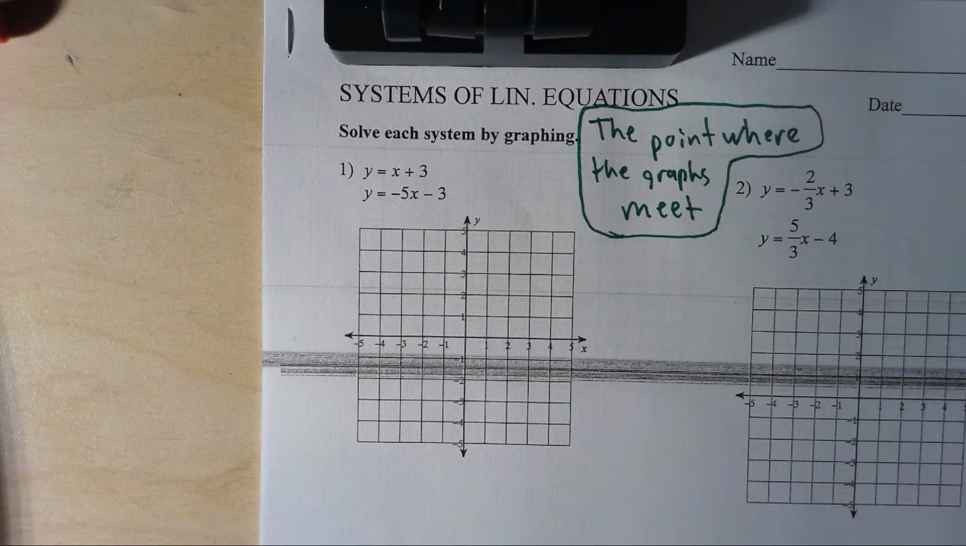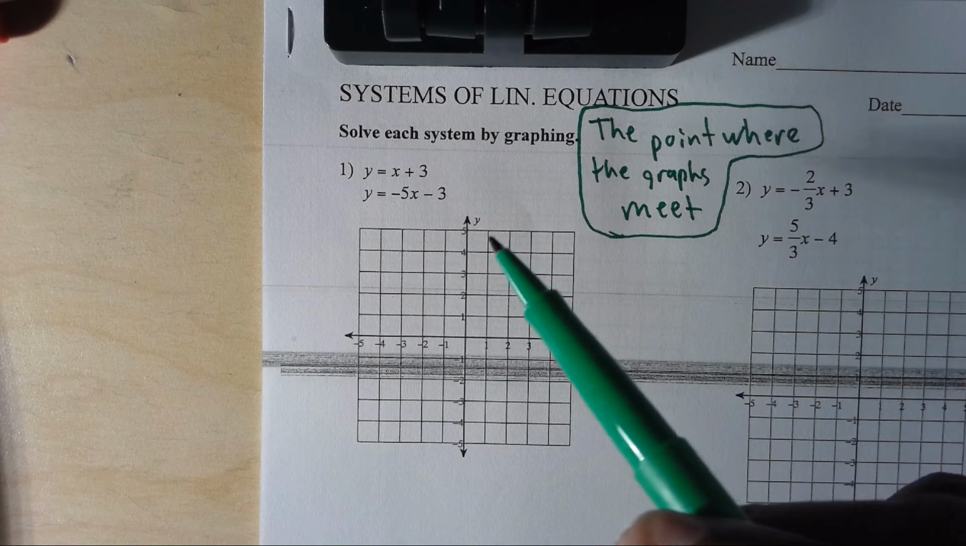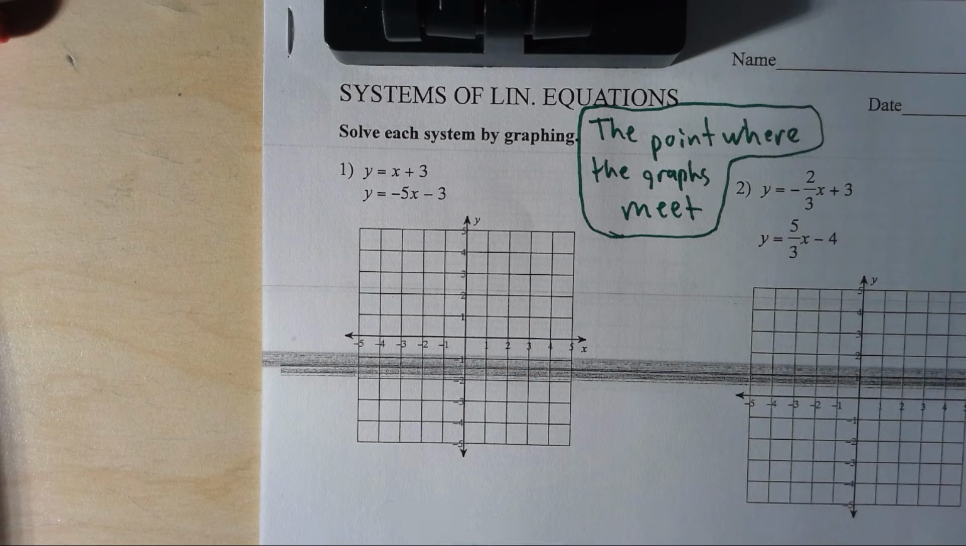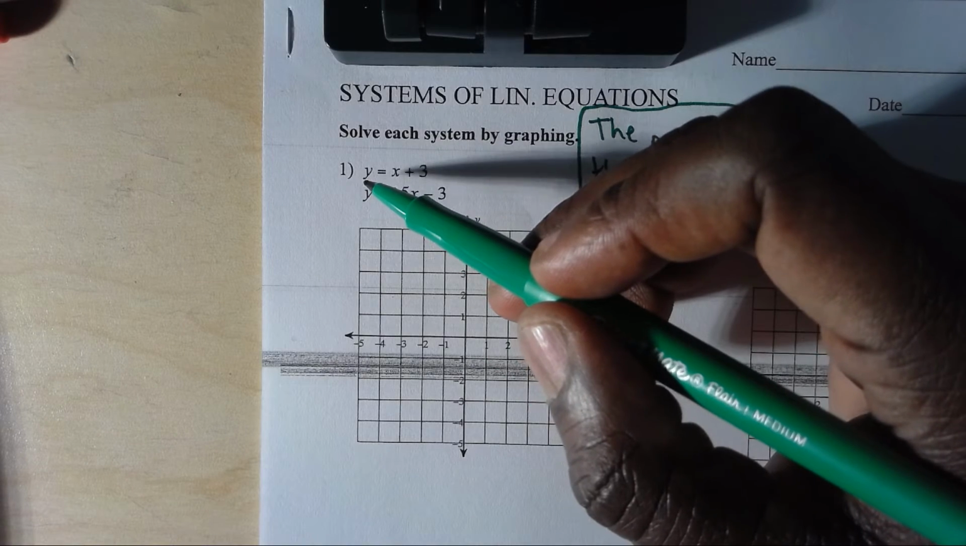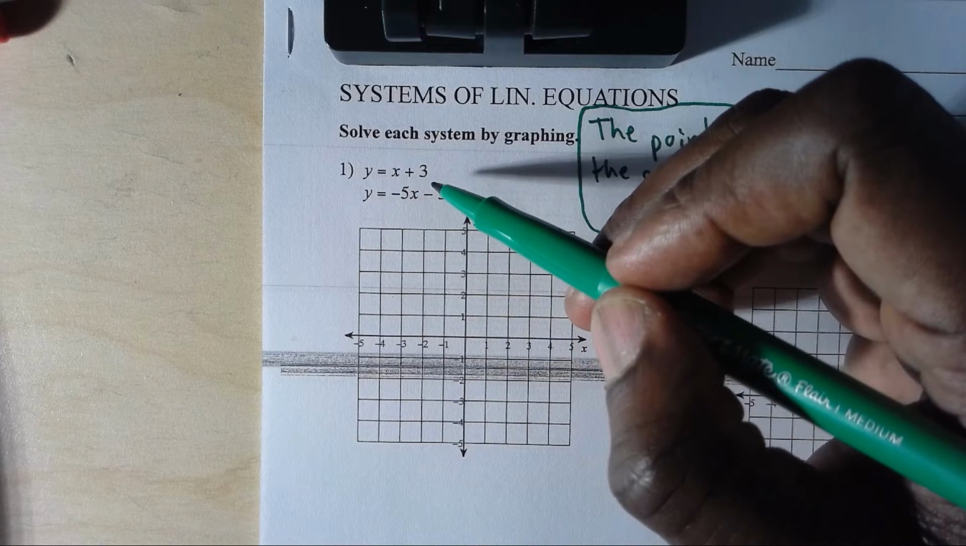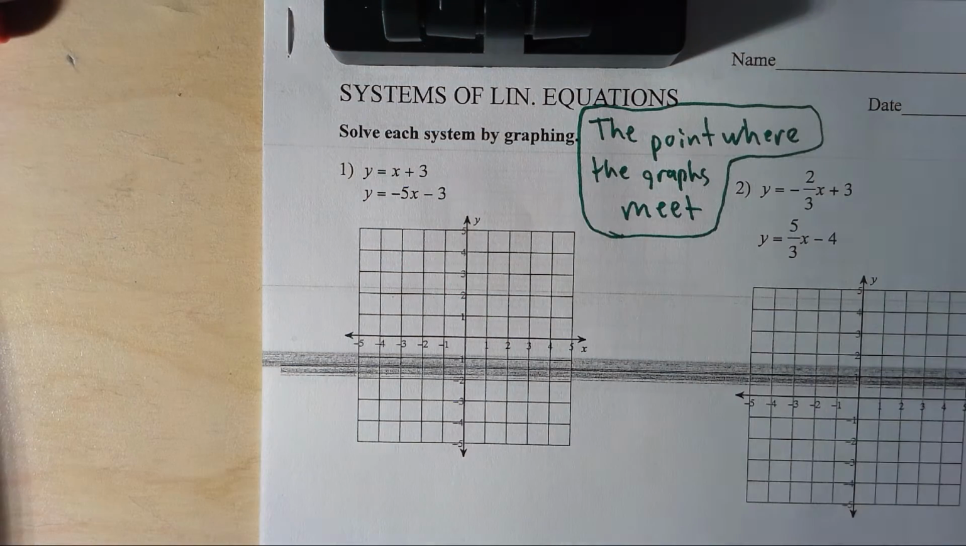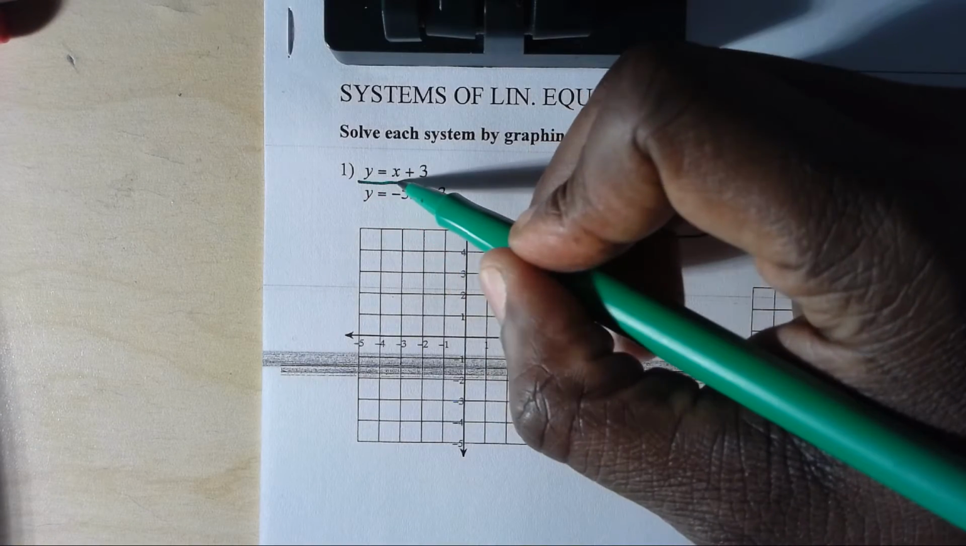Lucky for us on this first one, this line is already given to us in slope-intercept form. How do I know it's in slope-intercept form? Well, it's because y is by itself. You can see right here is y equals, and there's things on the other side of the equal sign, but y is by itself on one side of the equal sign in both equations. So let's graph the first one.